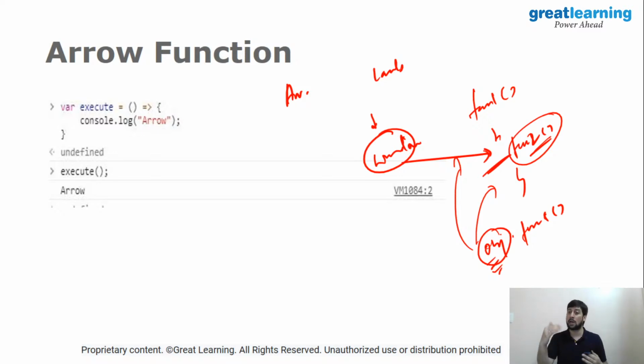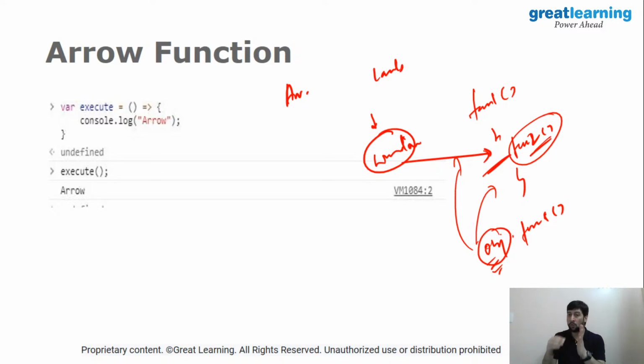Now, in order to make this function be called by this object, you need to bind it. If you don't understand anything about that binding, go back to the JavaScript full course that is there on YouTube. There is something known as binding, to bind this function with this object.